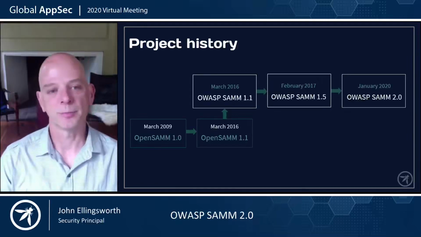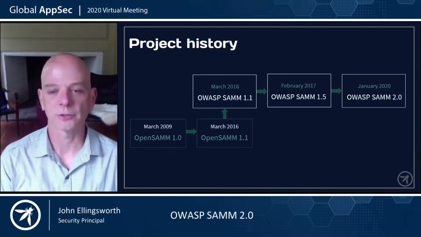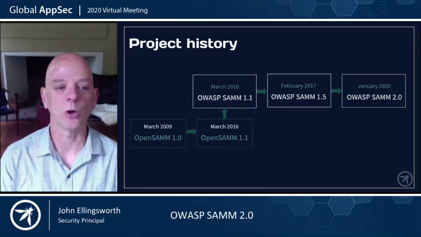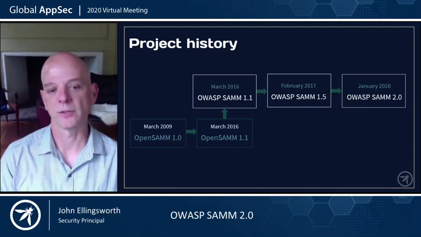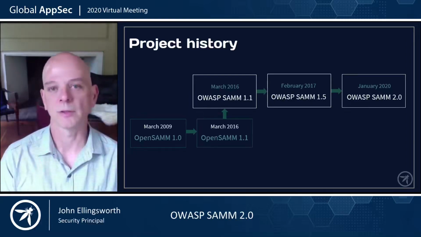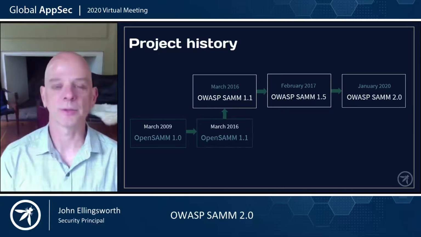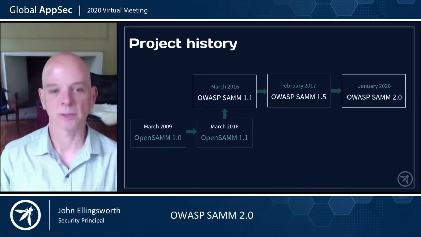Just a bit of brief background on the project. The OWASP SAMM is actually a reincarnation of an earlier named Open SAMM, the Open Software Assurance Maturity Model. Started in March 2009. It was released at that time, but a lot of development did not take place until March 2016, when there was a 1.1 version released, but then a decision was also made to migrate and donate the project over to OWASP, the Open Web Application Security Project, in March 2016.